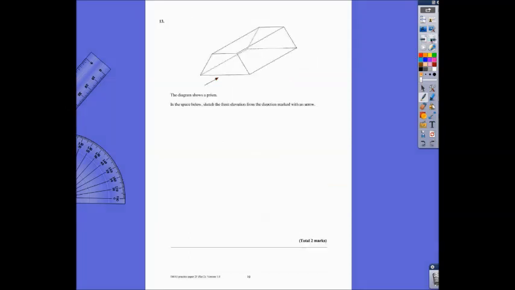Question 13, the diagram shows a prism. A prism is just a 3D shape that's the same all the way through. So this is a trapezium all the way through. In the space below, sketch, so we don't need to do this accurately, the front elevation. So front elevation means what the shape would look like just from the front, from the direction of the arrow, so from this direction. So all it's after is the sketch of a trapezium like that. So this shape would be a trapezium all the way through.